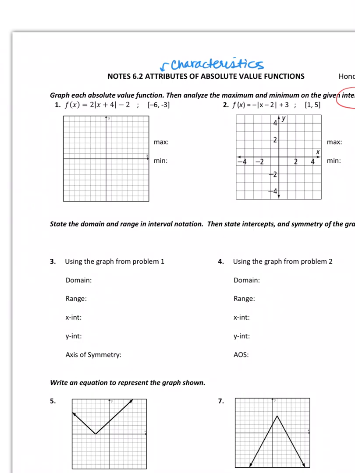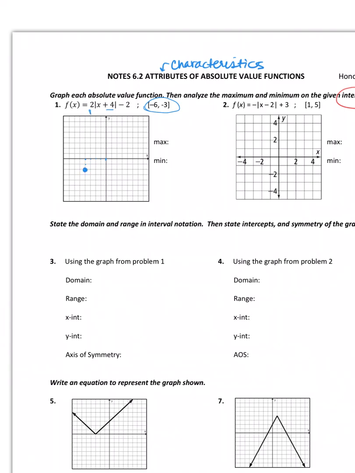Look at this. F of x equals 2 times the absolute value of x plus 4 minus 2. And then this is the interval I'm going to look at in a moment. Let's graph it first. So remember, our origin starts at 0, 0. Well, this is moving us opposite logic, so it's going to move us left 4, 1, 2, 3, 4, and down 2, 1, 2. So there's my new vertex.